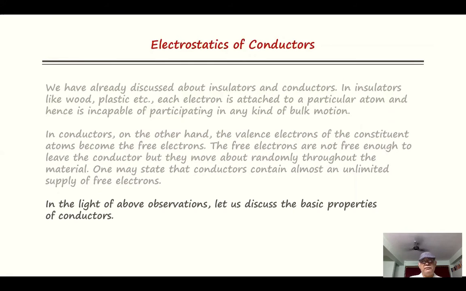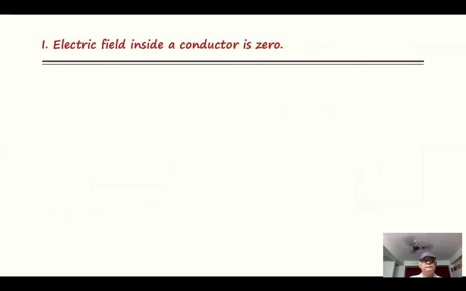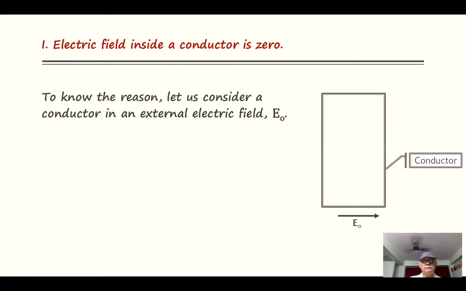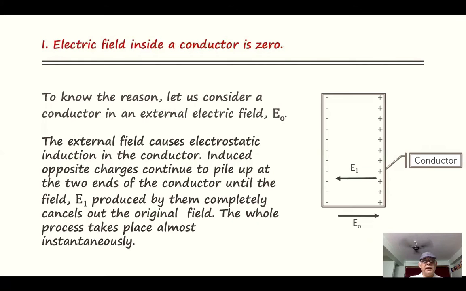In the light of the above observations, let us discuss the basic properties of conductors. Number 1, electric field inside a conductor is zero. To know the reason, let us consider a conductor in an external electric field, E0. The external field causes electrostatic induction in the conductor. Induced opposite charges continue to pile up at the two ends of the conductor until the field E1 produced by them completely cancels out the original field. The whole process takes place almost instantaneously.